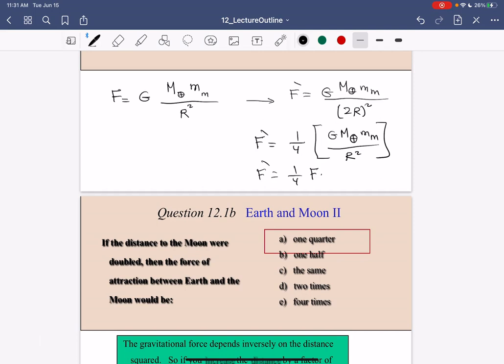This is how you are going to deal with a situation when I say maybe rank forces from greatest to smallest, or from smallest to greatest, depending on the information given to you, like the relation between, let's say, the radii and the masses.